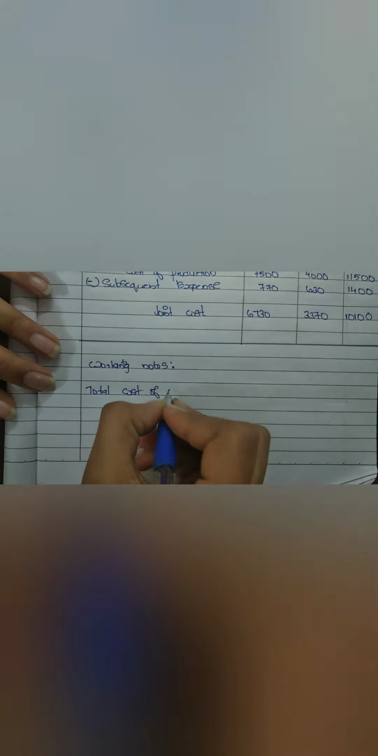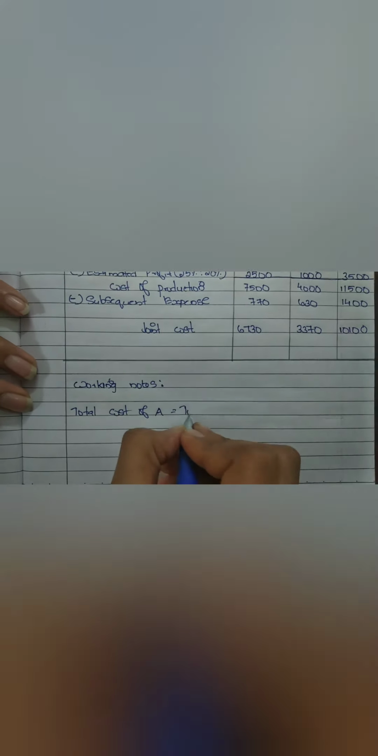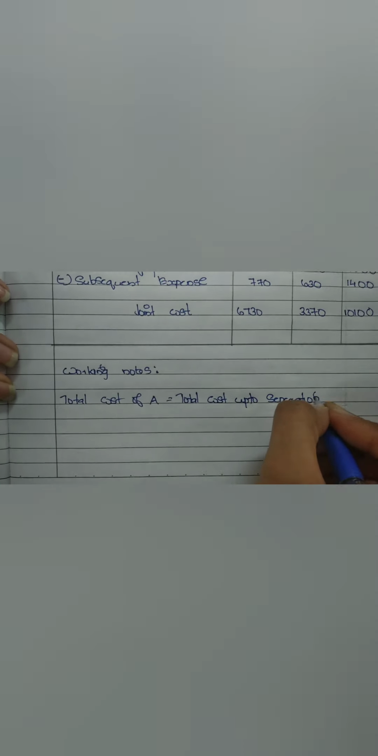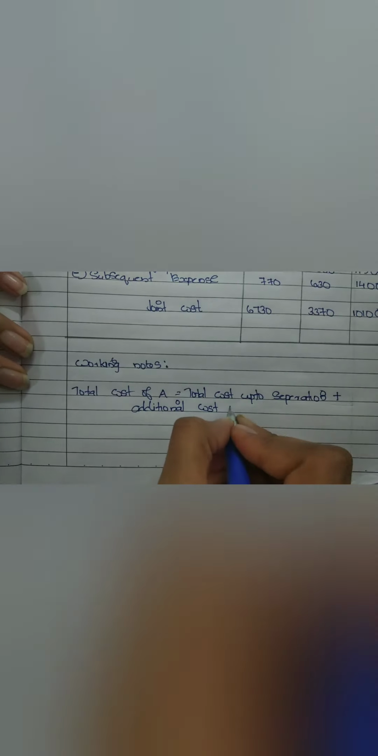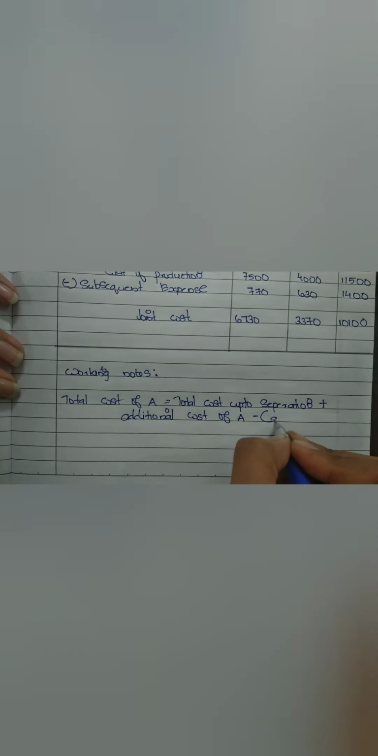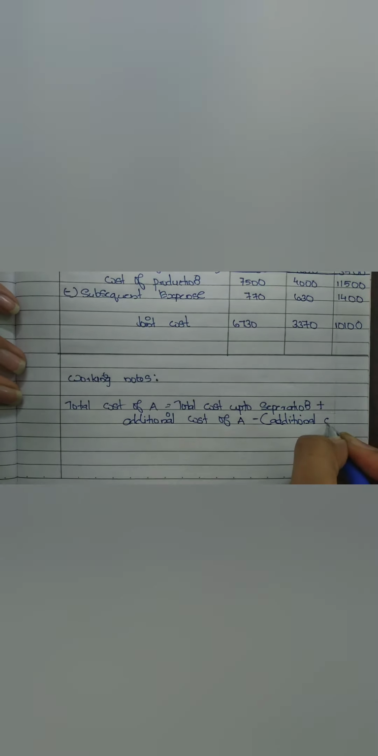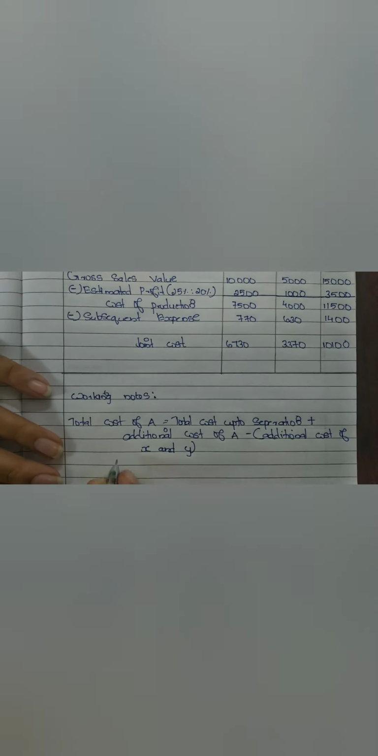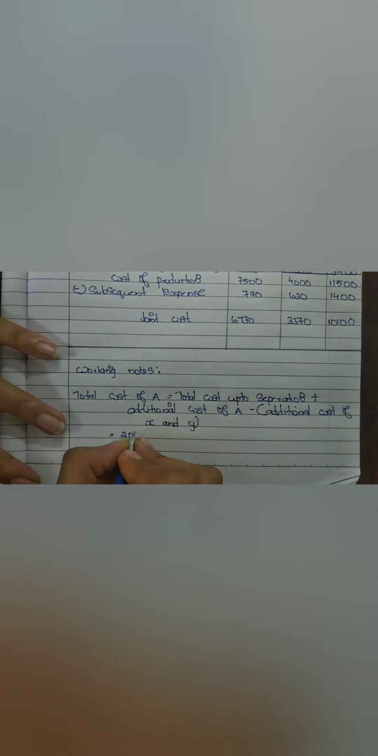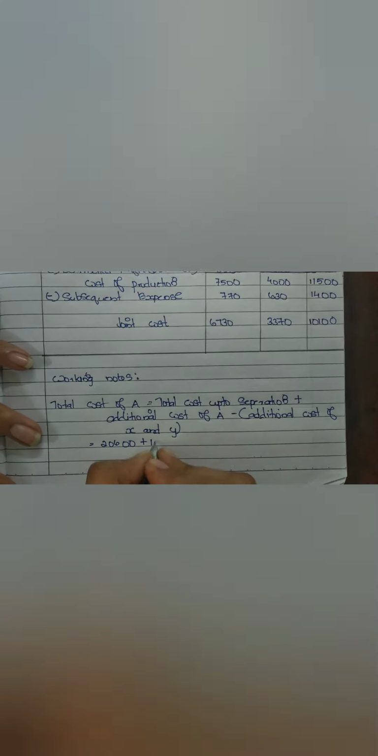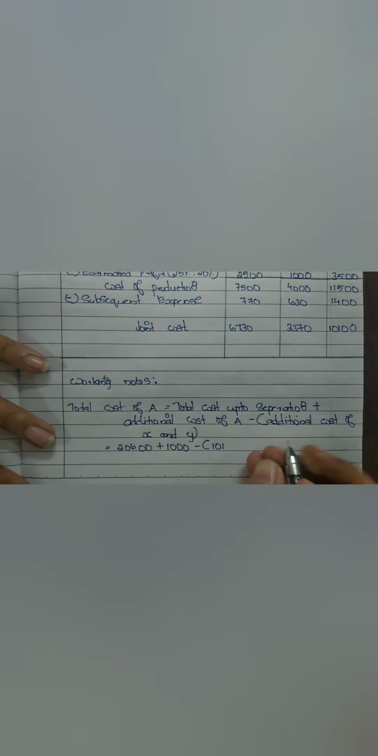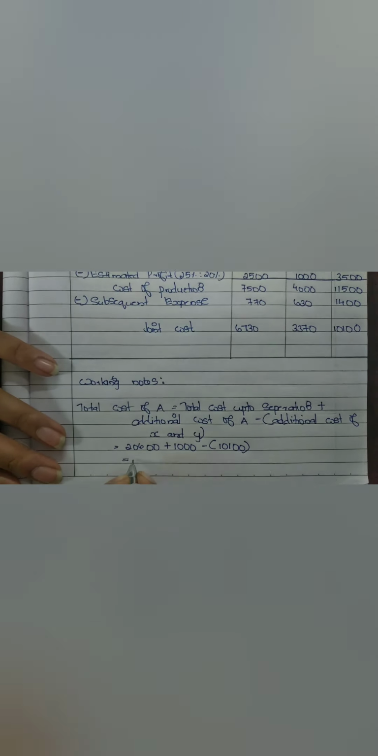The total cost of A can be calculated as total cost up to separation plus additional cost of A minus the additional cost of X as well as Y. So we know that the total cost up to separation is 20,000, which we get from the question, and the additional cost of A is 1,000, that is the material plus labor plus overhead, and the additional cost of X and Y is 10,100, which we got from the above calculation. So the total is 11,500.